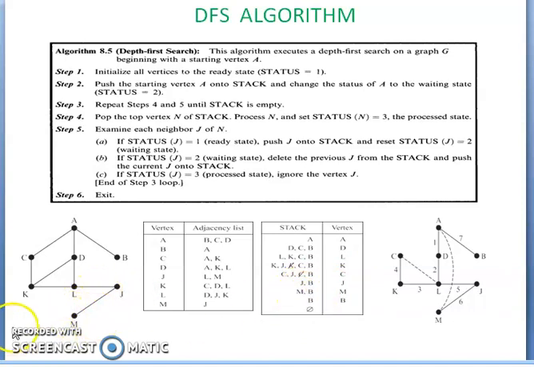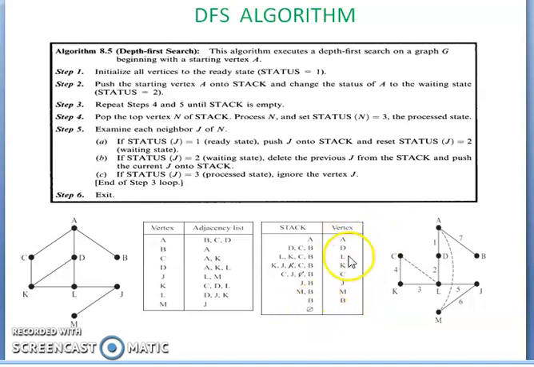What are the neighbors of M? For M, the only neighbor is J. J is already processed. Ignore it. So M is processed. After M, the stack has only one element, that is B. Take the B and verify the neighbors. A is already processed, ignore it, and there are no remaining vertices. So you pop the B and process it. The stack is empty.